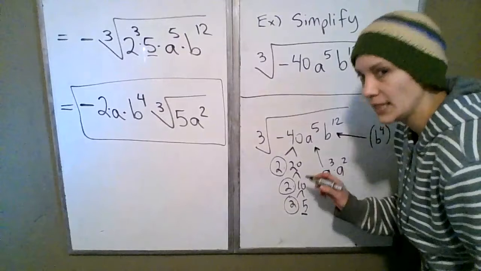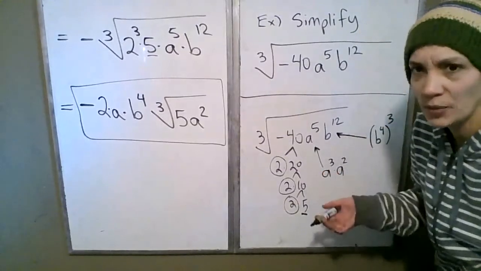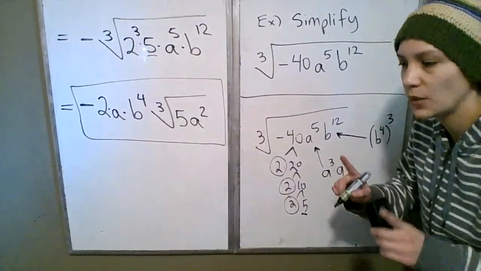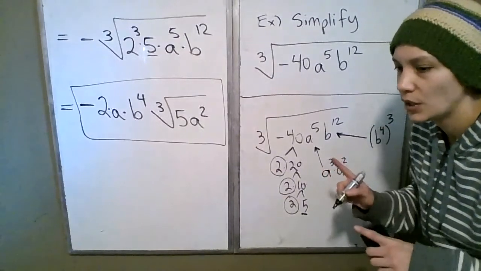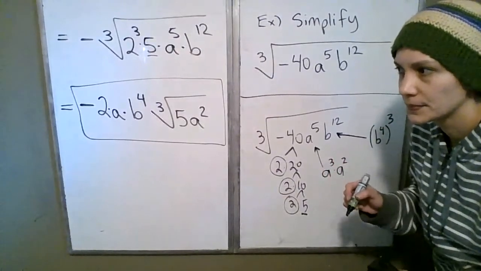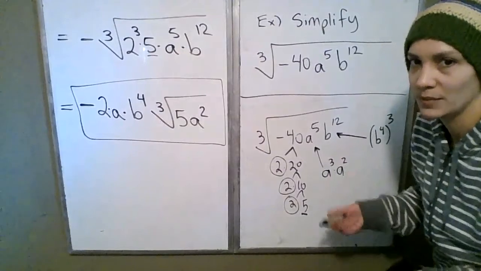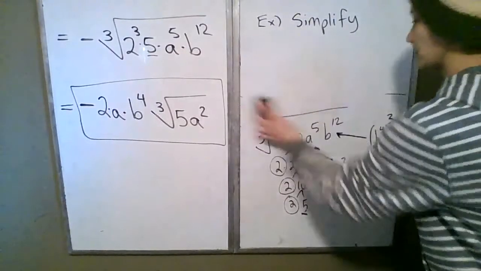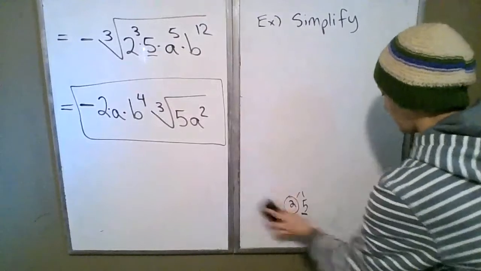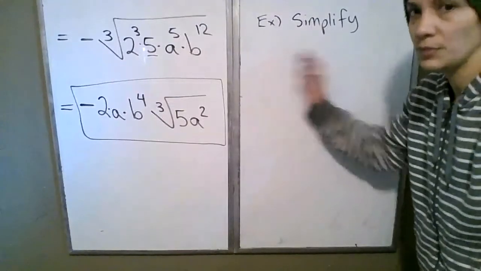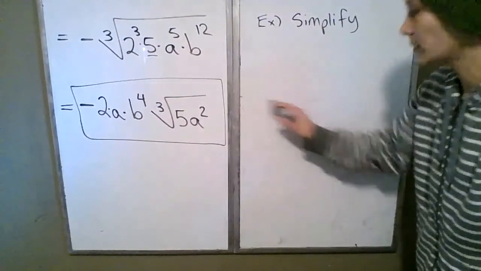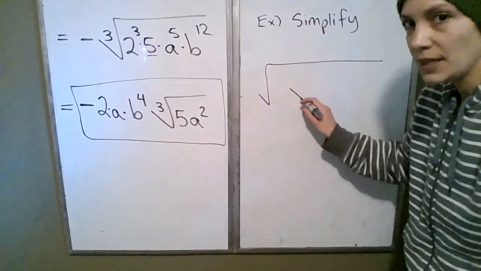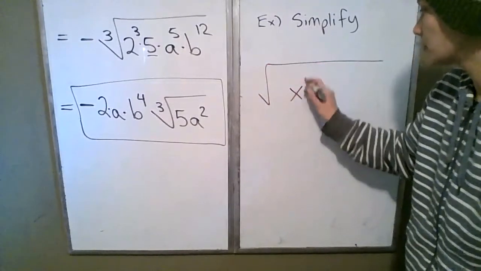Okay, so the next one is kind of a problem I made up for fun. I want you to watch out for tricks, but also just because we've learned how to factor, we can mix that with radicals. Okay, so we simplify a square root of x squared minus 2x plus 1.